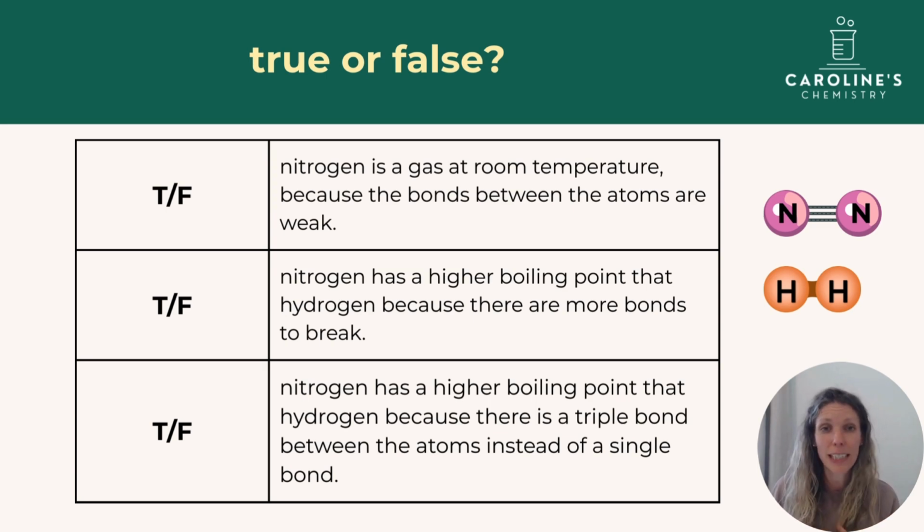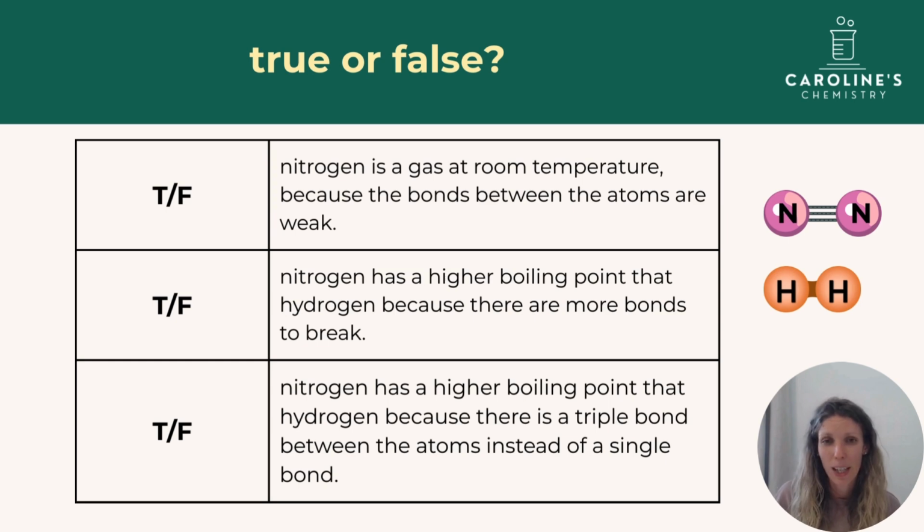So our first one says, nitrogen, which you can see there in pink on the right-hand side, is a gas at room temperature because the bonds between the atoms are weak. Is that true or false? It's false. Because this falls into that trap of very bad for tea drinkers. You do not break the bonds in simple molecular substances. Instead, you overcome the weak forces between the molecules.